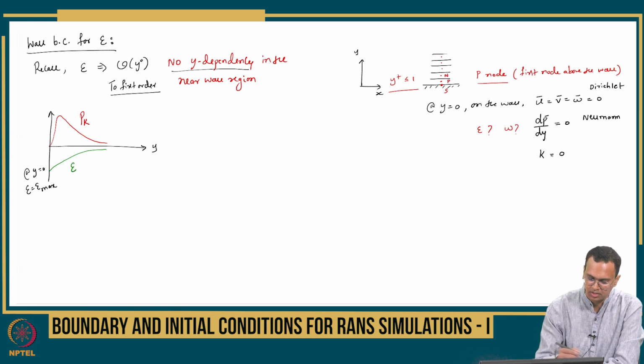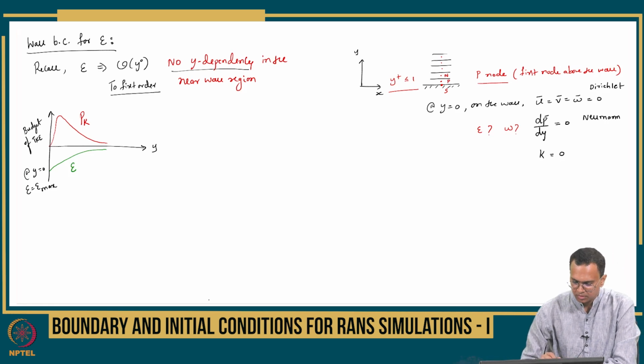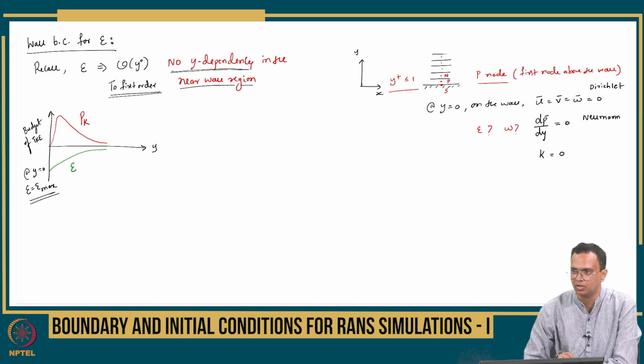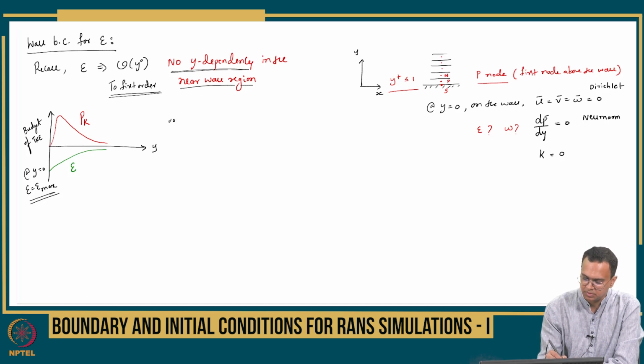Okay, so this is your typical budget that we looked at, right? Budget of your turbulence kinetic energy, if you look at. So now we say that to first order there is no y dependency in the near wall zone, but then we see that epsilon becomes maximum on the wall. So how do I specify a boundary condition? Therefore, how to specify epsilon wall boundary condition?